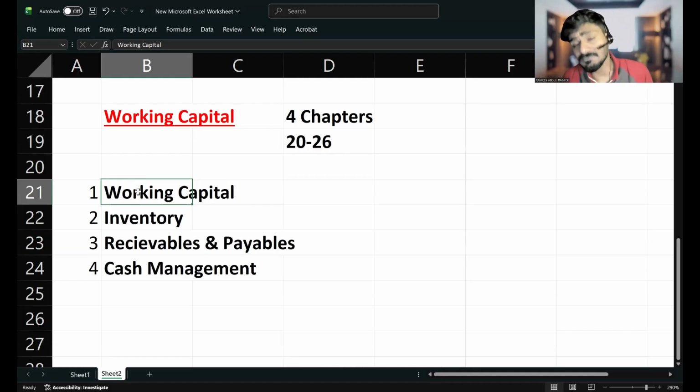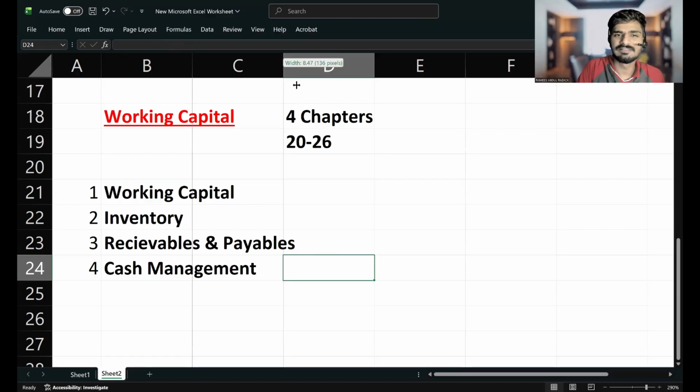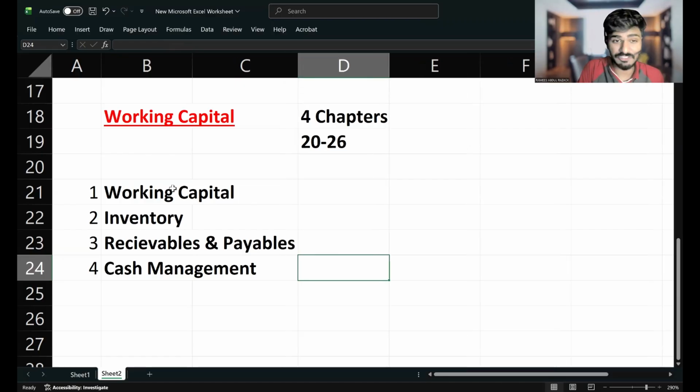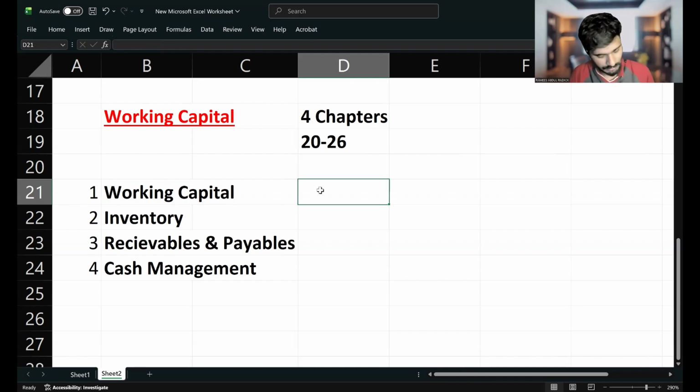So anyway, the receivables management question is one of the most important, or not the most important, but it's one of the toughest. Okay, and then we do have cash management. Anyway, we'll discuss the topics that can be tested from the first chapter. So, as you told, working capital.